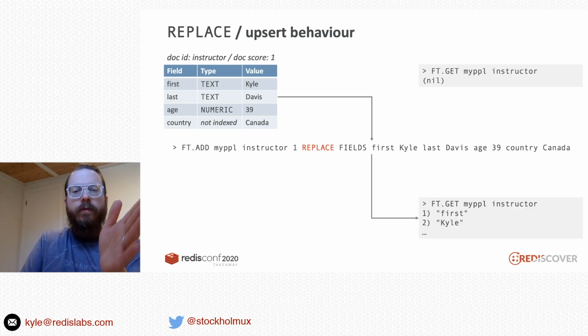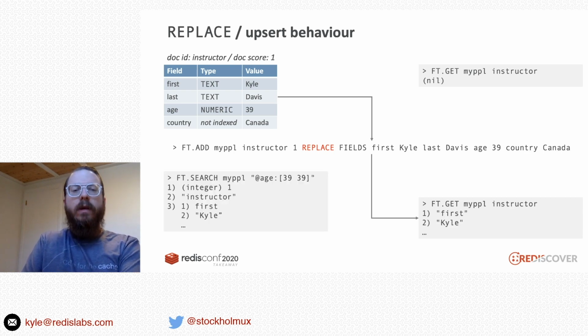So it's going to result in the document being indexed. And if we get that, it's going to return it back with everything that we expect it to. And if we do a search for it, it's also going to do the same thing. So we're searching for age between 39 and 39, and then it's going to return the document as we expect.